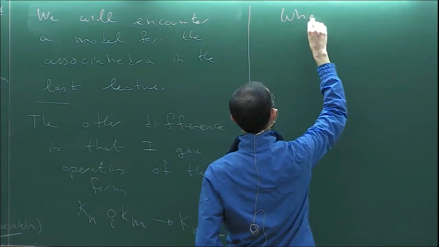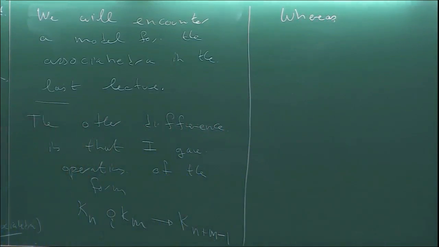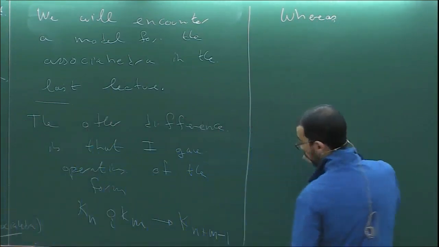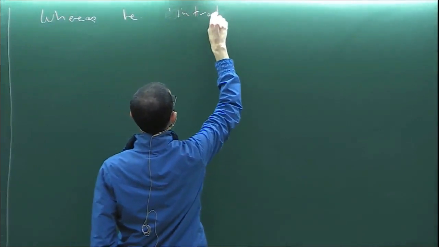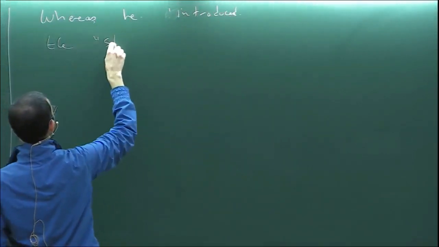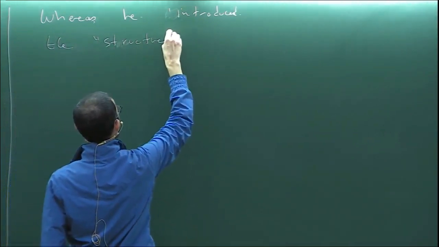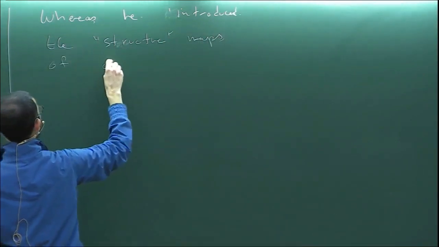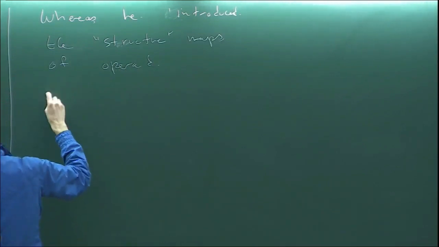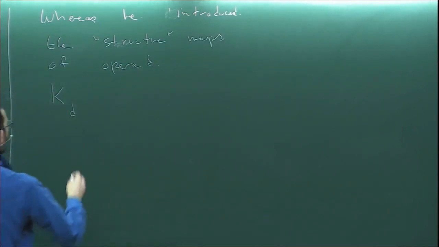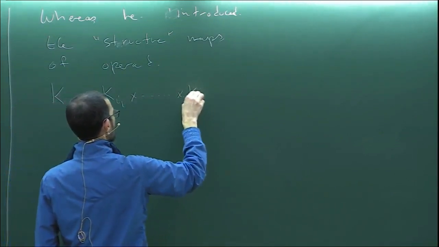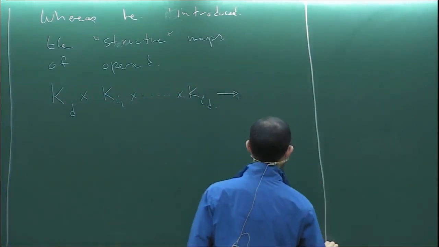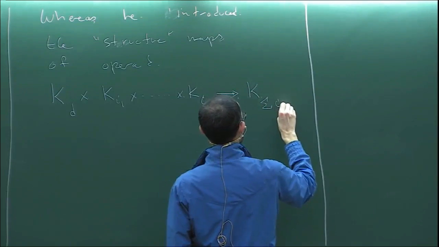Okay? That's what I did. Whereas what he did, following the standard conventions, is to construct a much larger collection of operations, which would basically form what's called the structure maps of an operad, which goes something like this: K_d cross K_{i1} cross ... cross K_{id} goes to K of the sum of the i_j.